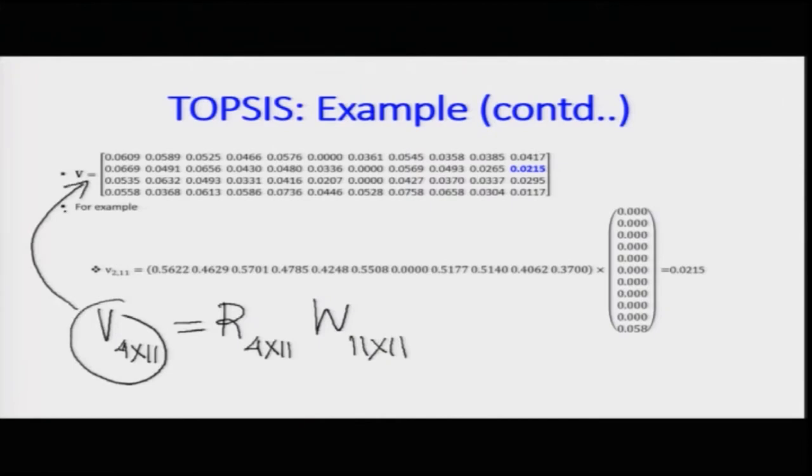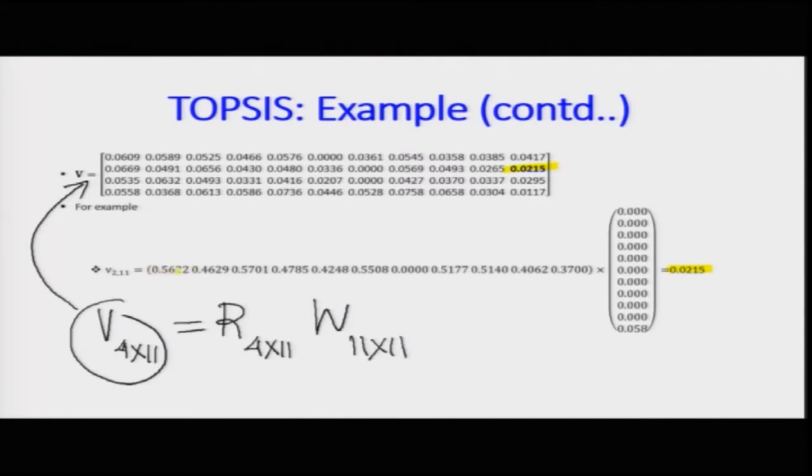Now, if I want to find each and every cell value, I will highlight this value here, yellow would be better. How did I calculate it? This is V211, which means I am taking the second alternative and the 11th criteria, that means the second row and the 11th column. So, the values are given.